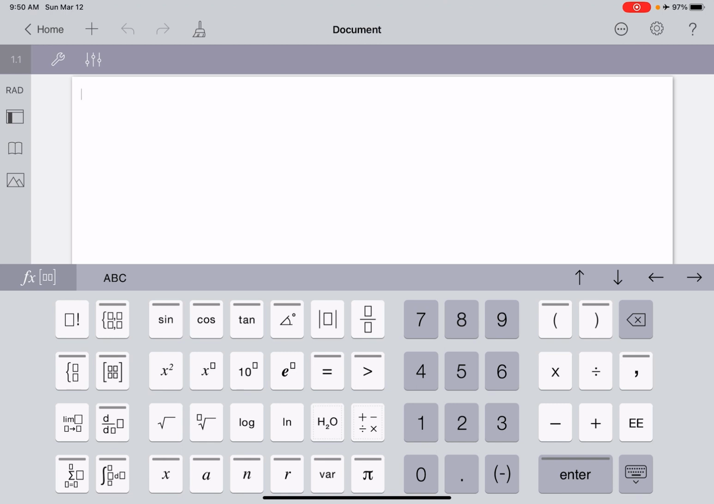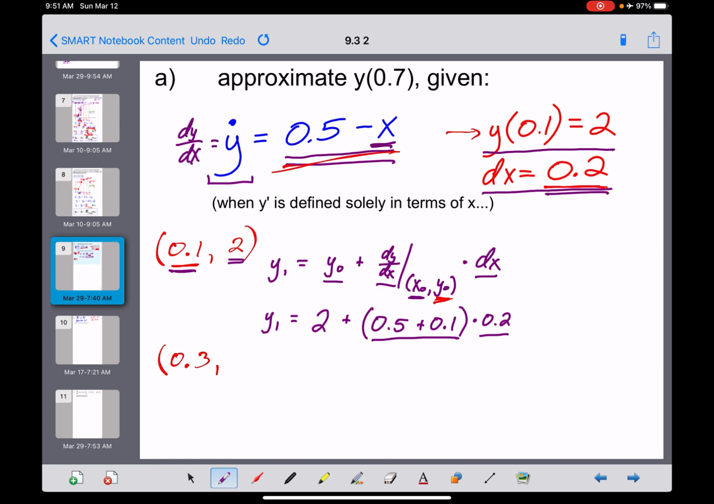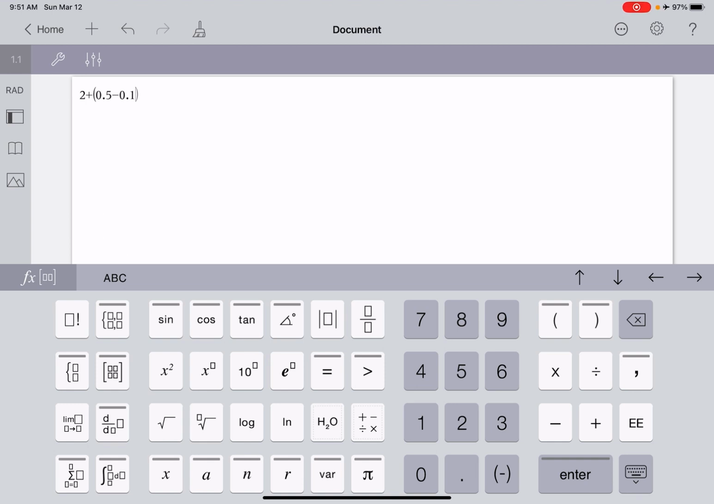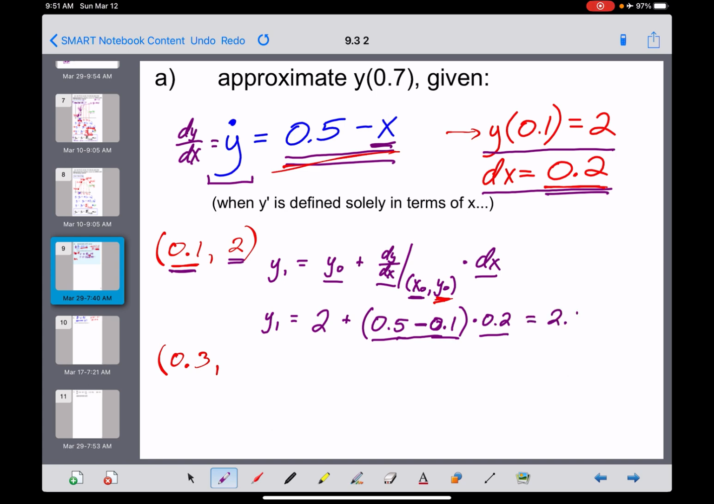We had our initial y value of 2. We were adding to that the derivative expression, which was 0.5 minus x, and your previous x value was 0.1. I think that might have been the mistake I just made in my head. Yep, I had a plus right there, not a minus. That's why that answer sounded wrong to me. Sorry about that, guys. So that's 0.5 minus 0.1, not plus. Okay, gotcha. And then we'll close off that derivative and multiply it by 0.2, which is our delta x value, and we get 2.08. All right, so I'll put that right here, 2.08.